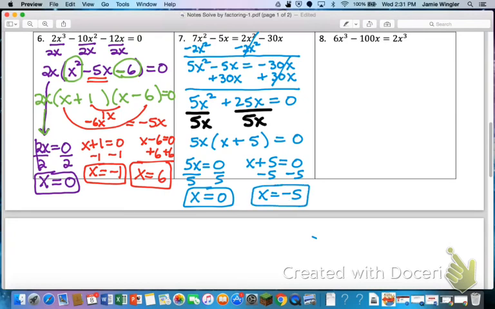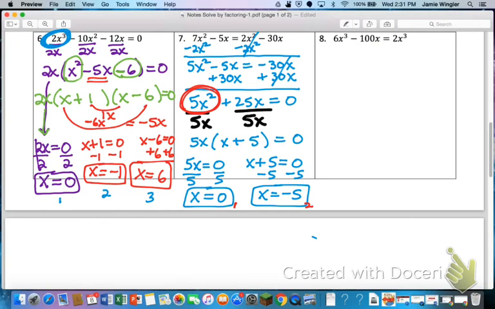In number 6, I got 3 answers because my original problem started out x cubed. In number 7, I only got 2 answers, one answer here and one answer here, because my highest power was an x squared. So if your highest power is a 2, you should get 2 answers. If your highest power is a 3, you're going to get 3 answers.